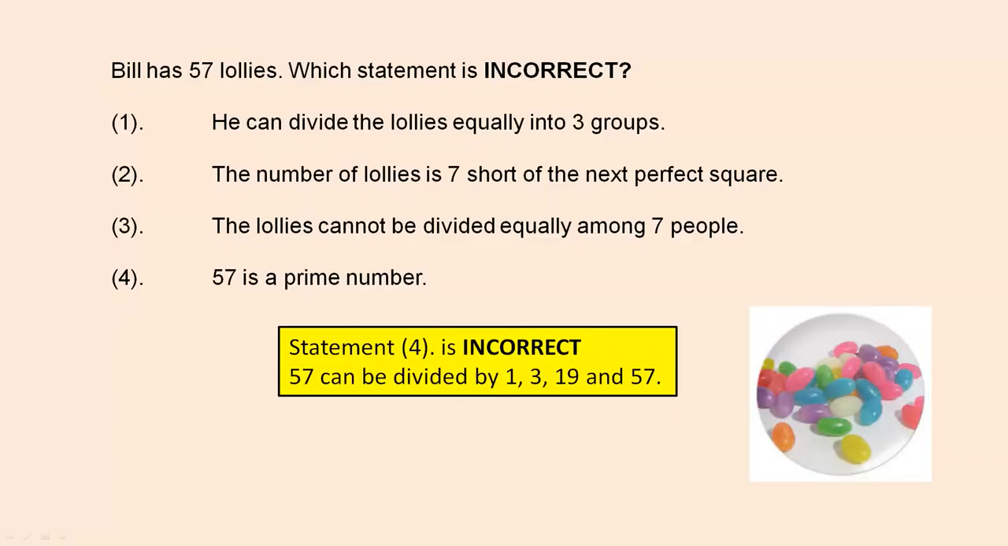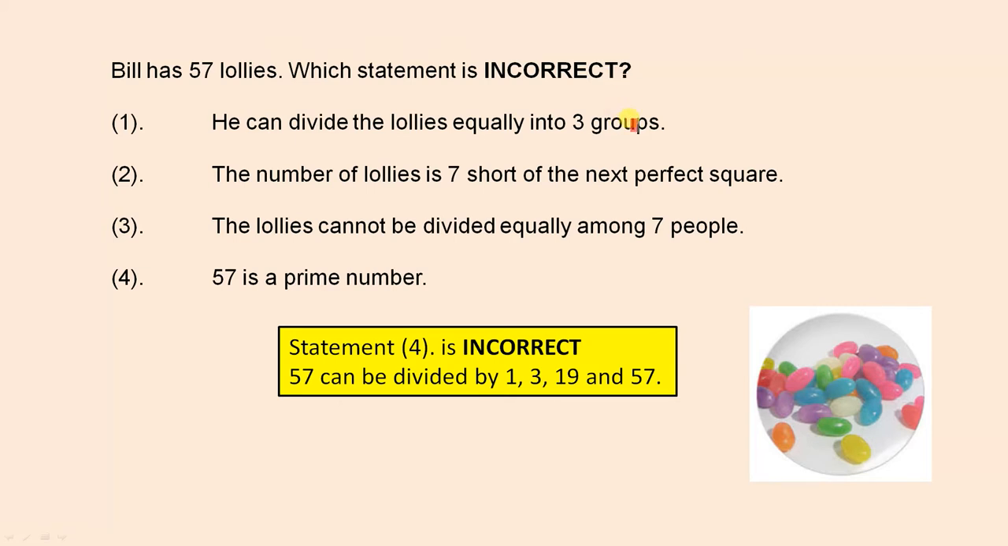Now the lolly question, so we've got the 4 statements there, and if you read each statement very carefully, you will see that statement 4 is incorrect, because 57 can be divided by 1, 3, 19 and 57. Those numbers all go into 57 equally, which means that 57 is not a prime number. So statement 4 is incorrect.